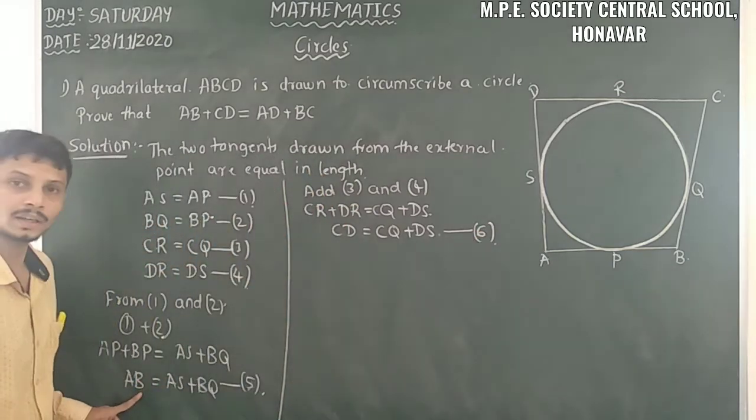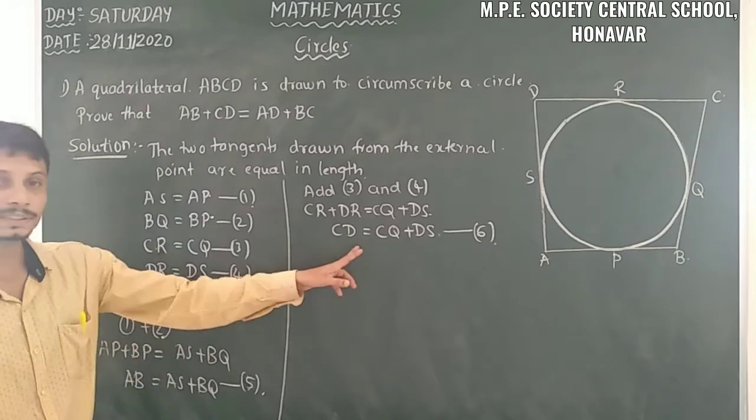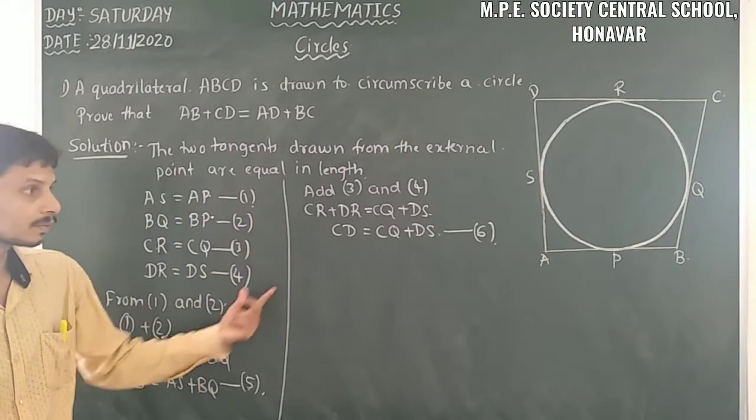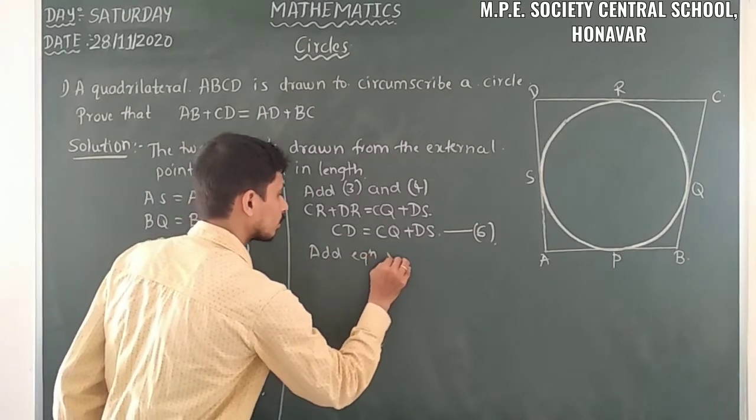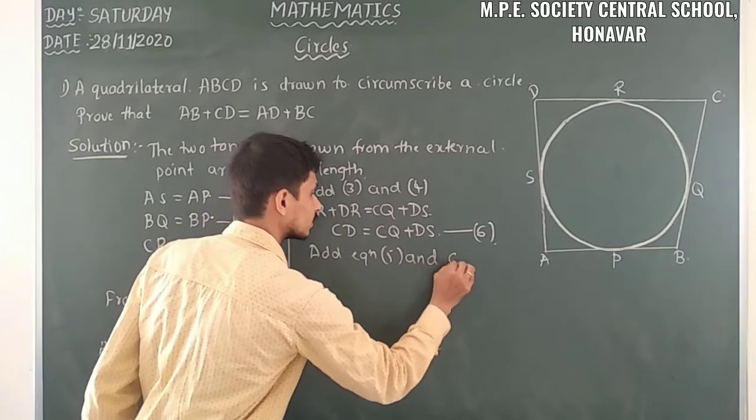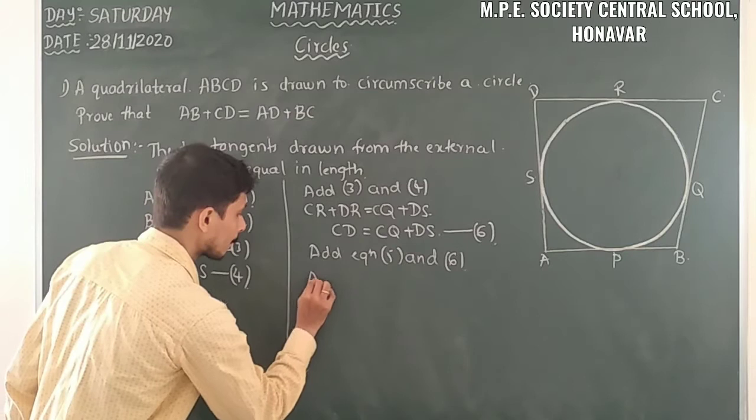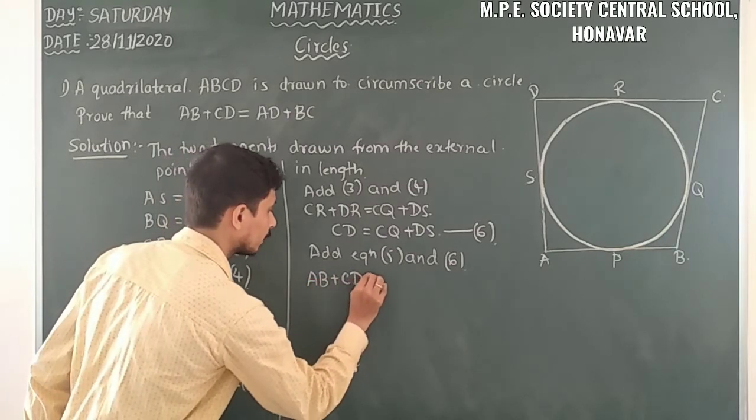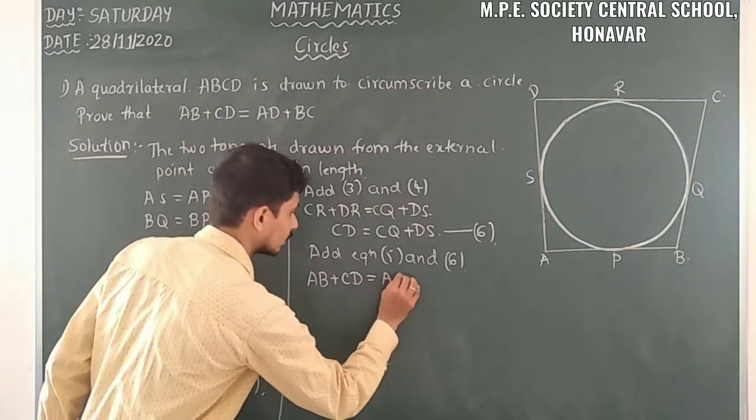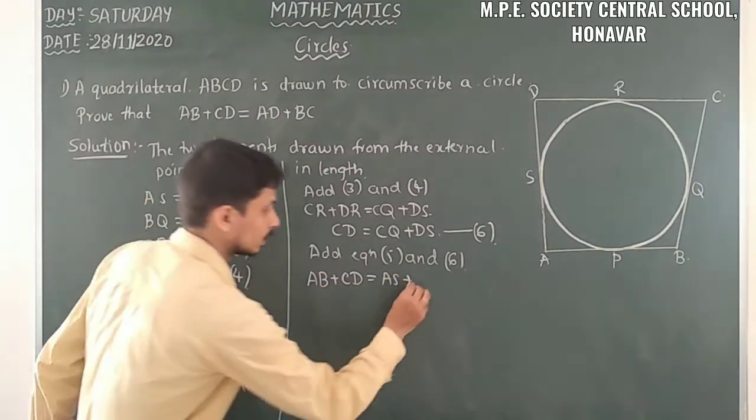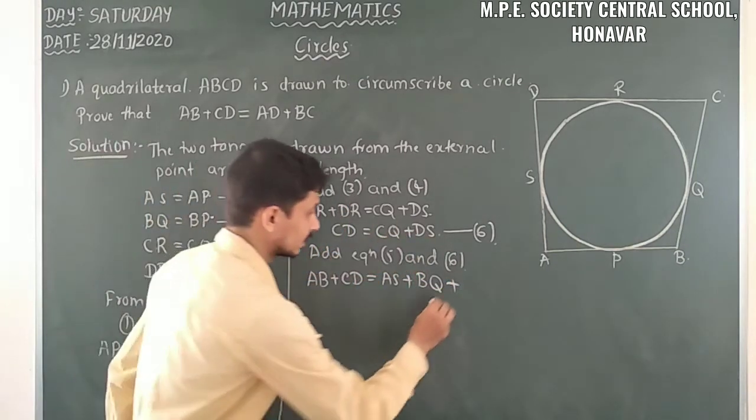So here we have AB and here we have CD, because on the LHS we have AB plus CD. That's why we again have to add equations 5 and 6. Then AB plus CD is equal to AS plus BQ plus CQ plus DS.